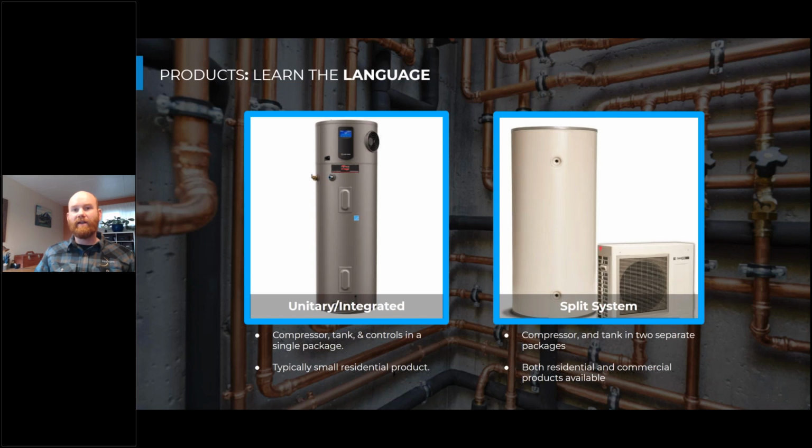Split system, on the other hand, has some really great advantages. But primarily when we're talking about split system heat pumps, we're just saying that the compressor or the heat pump is separated from the storage tank. And that heat pump will still have some way to control it built into that heat pump water heater. And that might be relayed off of a temperature sensor that's somewhere in that storage tank. And split systems are more commonly available in commercially sized, but they also do come in residential packages.